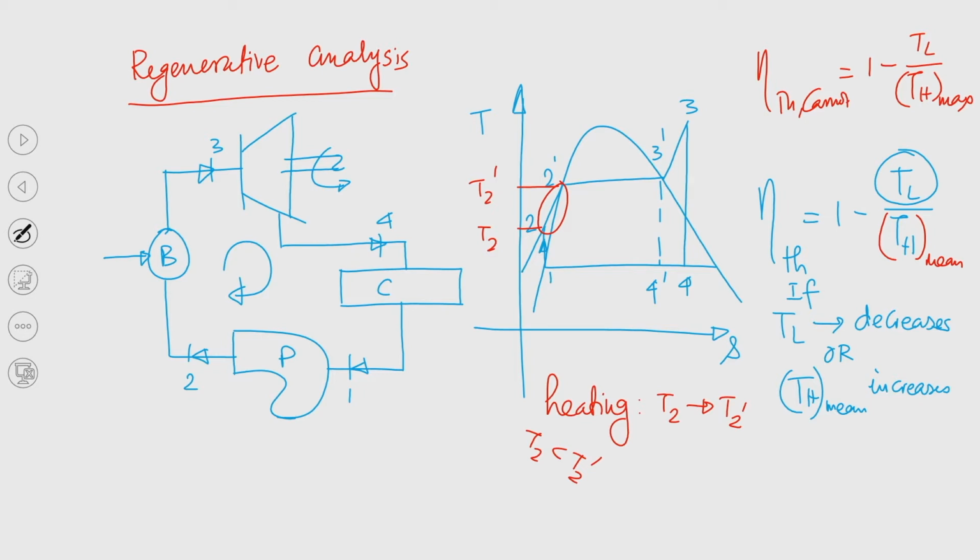So, either eliminating or reducing this low temperature heat addition, which is nothing but sensible heating, we can increase the mean temperature of heat addition, and this could be made possible by making use of the regenerative analysis.